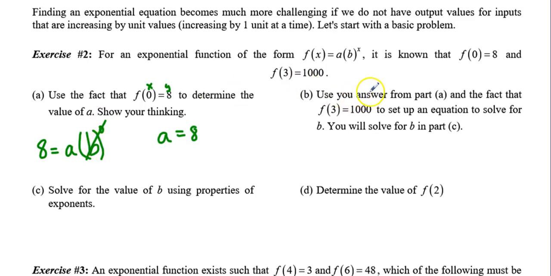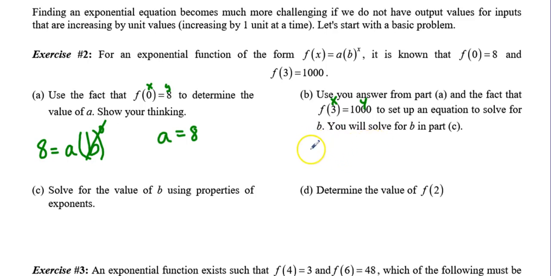All right, so next, once we know that 8 is a, we can make some substitutions here. Again, we have an x value and we have a y value. So let's make some substitutions and solve for b. Get as far as you can, and see if you can solve for b.